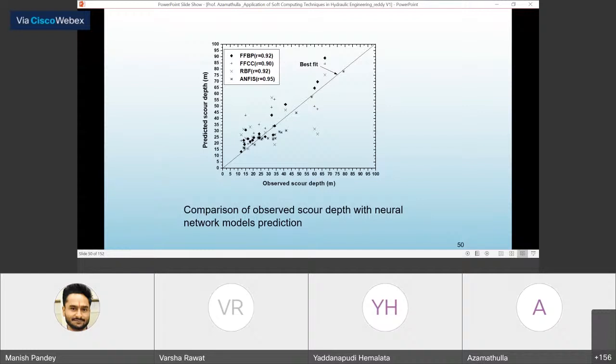Okay. Here you can see 3 algorithms: feed forward propagation algorithm, feed forward cascade correlation algorithm, radial basis function, and ANFIS. ANFIS produced very good results. Still, here you can see some over prediction and under prediction.